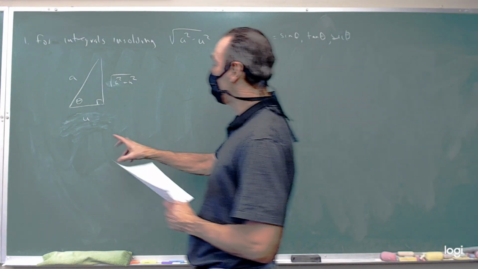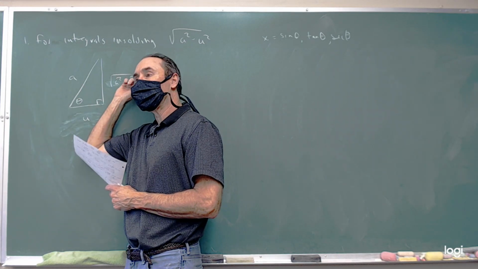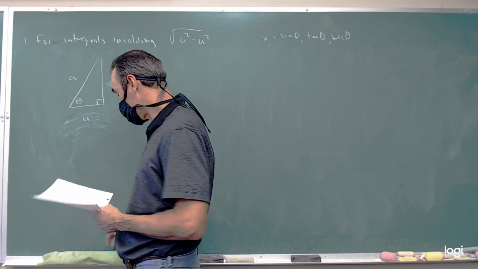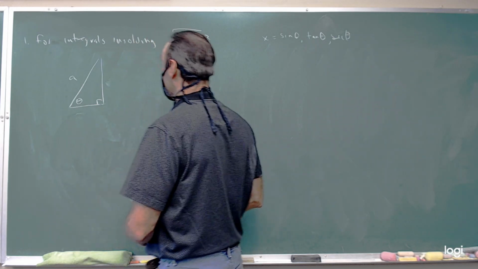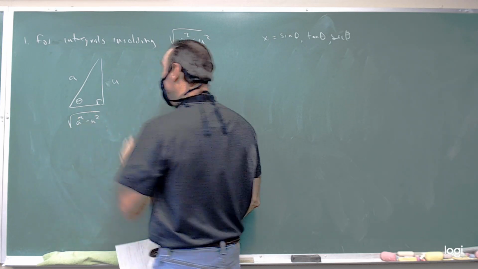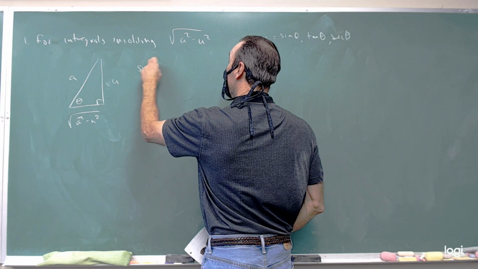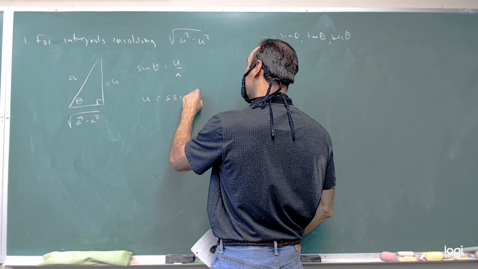So this, I would say, well, now here to connect this with this would be a cosine. I don't want a cosine. So then I would just say, oh, I just got to switch them because I put them in the wrong spots. And that happens to me at least 50% of the time. So when we get to here, then what we can say is that the sine of theta is u over a, or u is a sine theta.